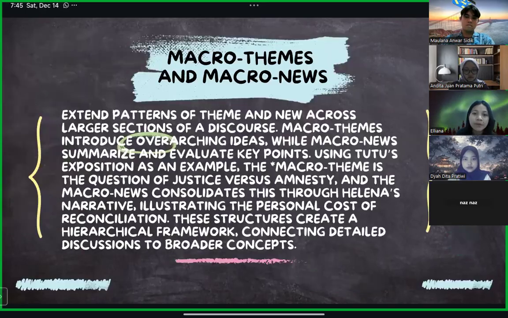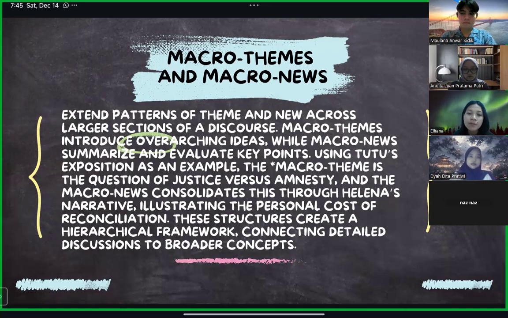Here we have macro themes and macro news. They extend the patterns of theme and new across larger sections of a discourse. Macro themes introduce overarching ideas, while macro news summarize and evaluate key points. Using Tutu's exposition as an example, the macro theme is the question of justice versus amnesty, and then the macro new consolidates this through Helena's narrative, illustrating the personal cost of reconciliation. These structures create a hierarchical framework connecting detailed discussions to broader concepts. Next, please.